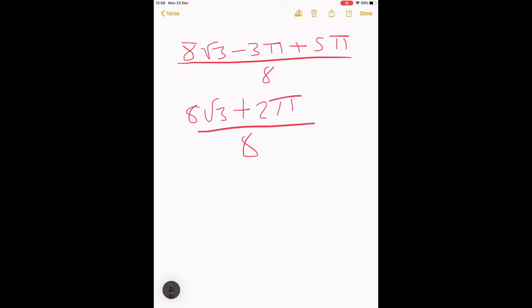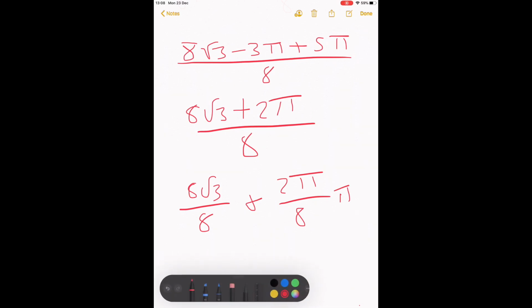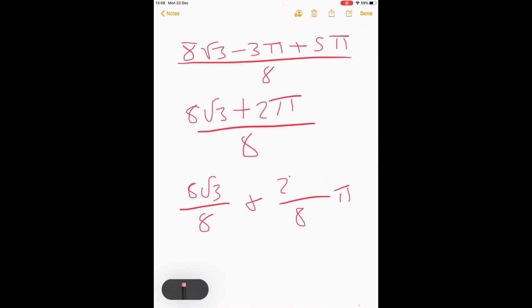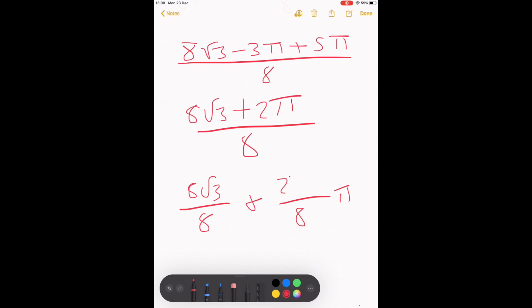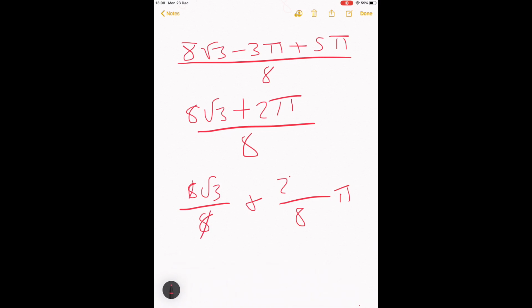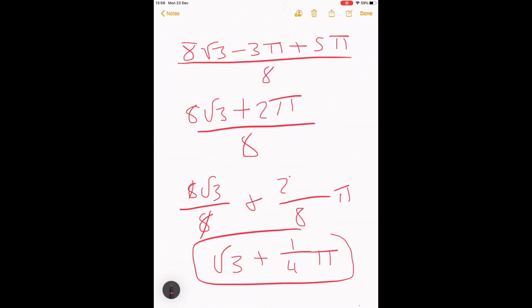And then you can separate the numerator and the denominators. So then you have 8 root 3 over 8 plus 2 pi over 8, or 2 over 8 pi. And then 8 and 8 cancel out. So then you just have root 3 plus, and then you can simplify 2/8 further into a quarter pi. So that's the total area of our shaded region.